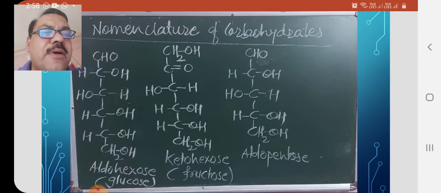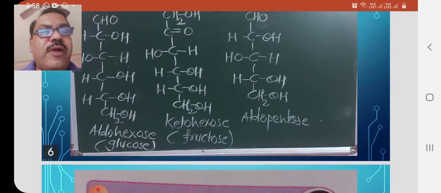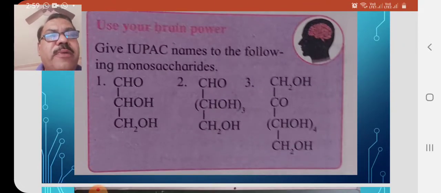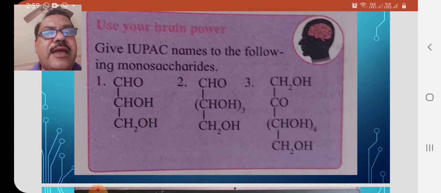Similarly, the third example contains 5 carbon atoms and an aldehyde group. Therefore, the IUPAC name of this compound is aldopentose because it contains 5 carbon atoms. These are a few examples for your homework. You have to give IUPAC names of the following monosaccharides.